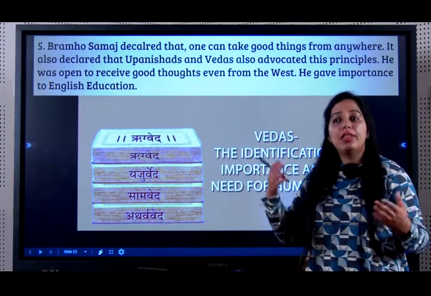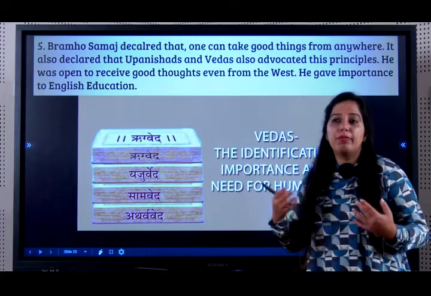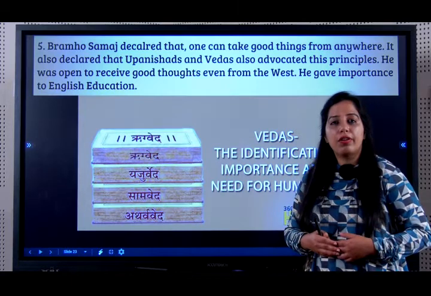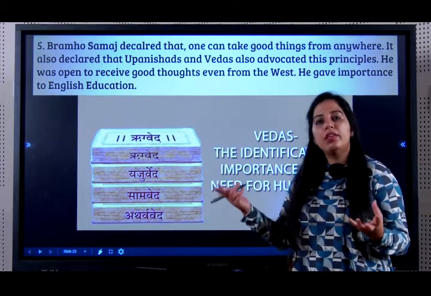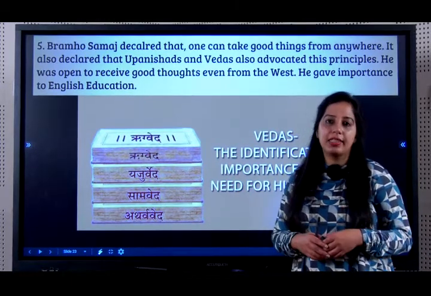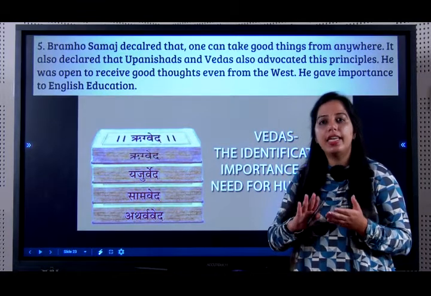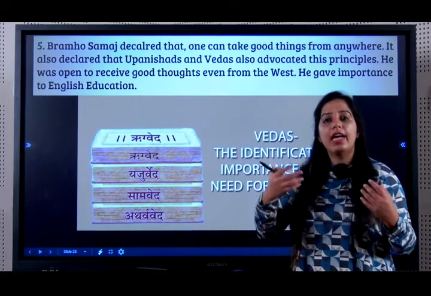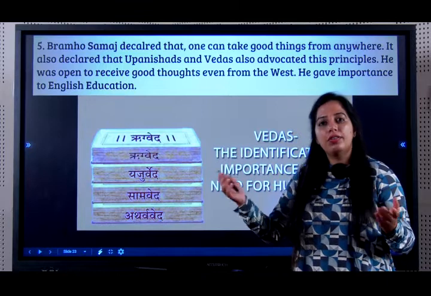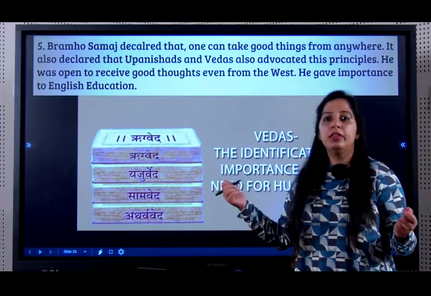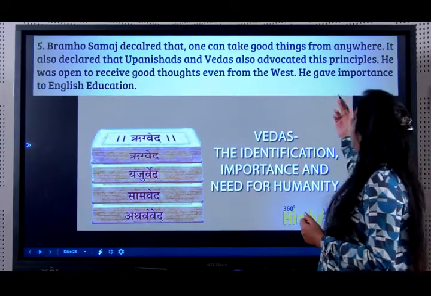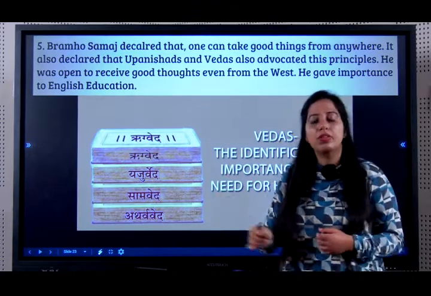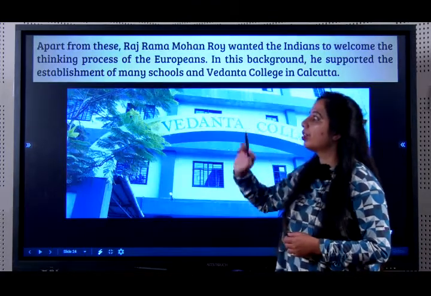If there are better values in the West, for example, if the Bible writes about love for all, we can also learn from it and try to apply it in our lives. So they said that we can hear and listen to good values that come from all over the world. He also gave a lot of importance to English education.